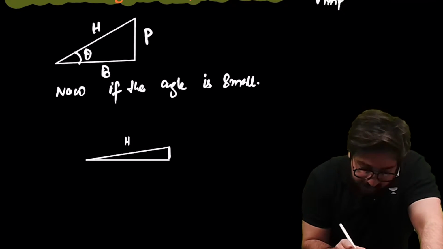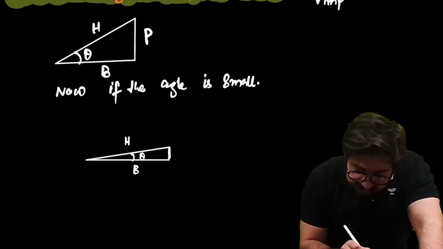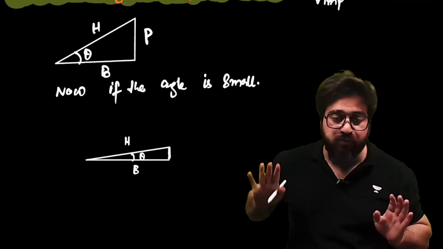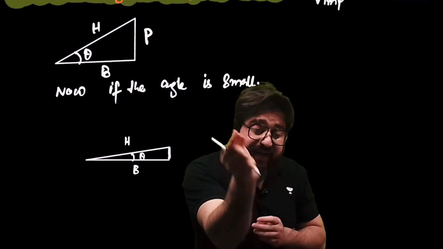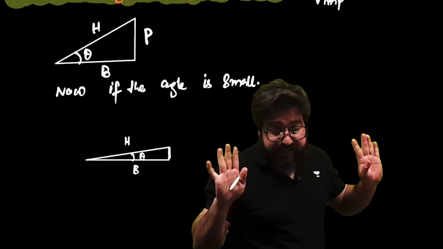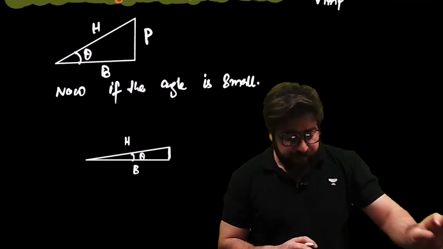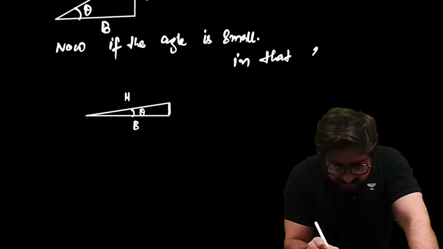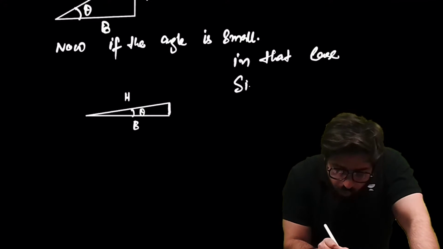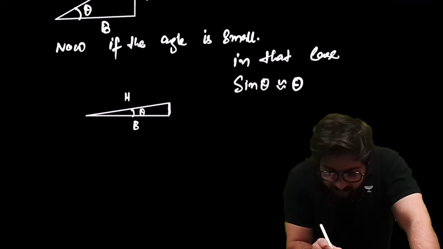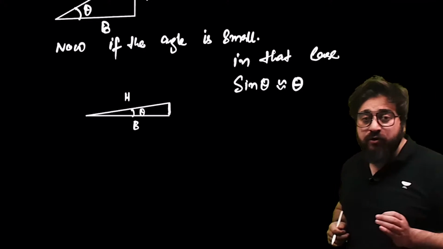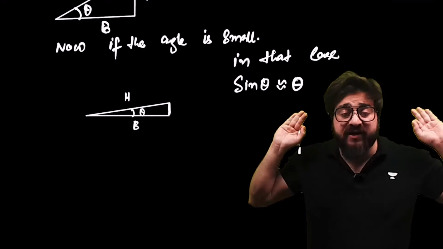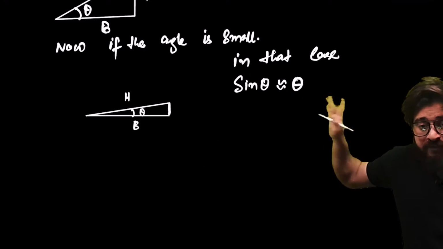In this particular case, this is hypotenuse, this is base, and this is theta. In this case theta is bigger; in this case, theta is small. If theta becomes small, listen to me very carefully, guys, the value of sine theta becomes equal to theta. There is a proof for this one, and I'll not show you the proof here, but I want you to remember it directly. Sine theta in that case becomes equal to theta.